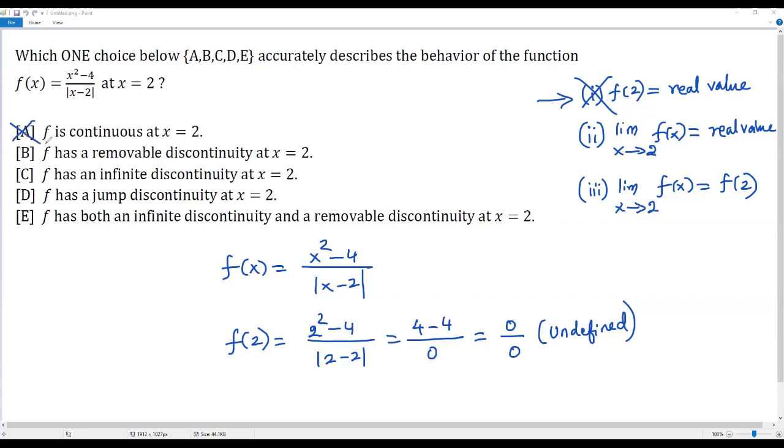So the first option A is incorrect. That is, f is continuous at x equals 2 is incorrect, because f is discontinuous, or f is not continuous at x equals 2. Okay, now we can go to option B. Let me erase the stuff I have discussed over here.